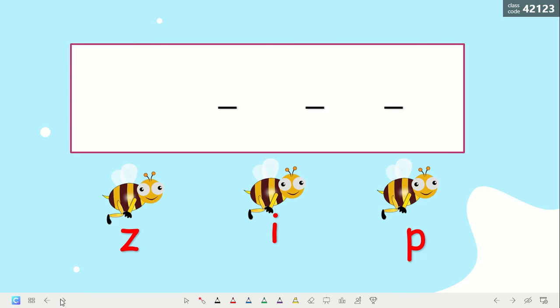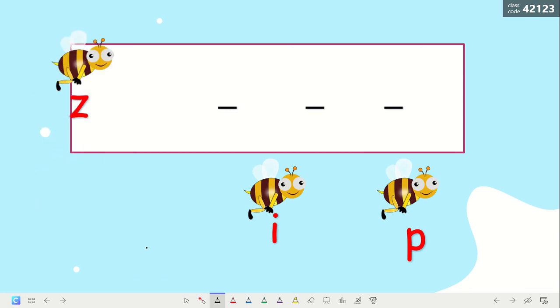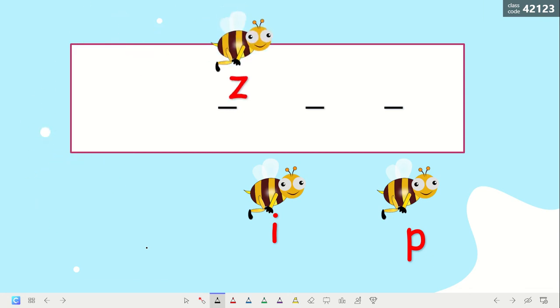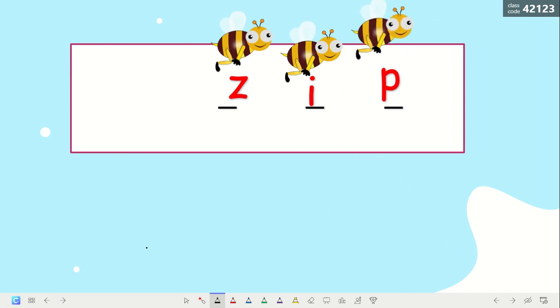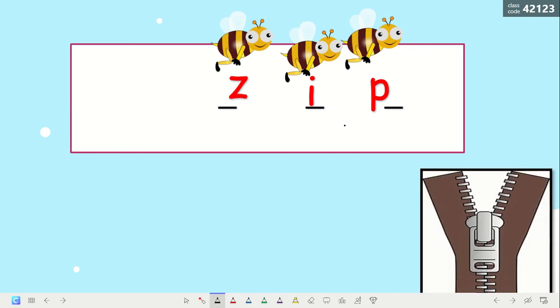Now, let's read some words with the sound zzz. Look here. What is the first sound? Zzz. What is the second one? E. Excellent. What is the last one? P. Now, can you read this word? Zip. Well done. What does it mean, zip? Look at the picture. Yes, this is zip. What is it? Zip.